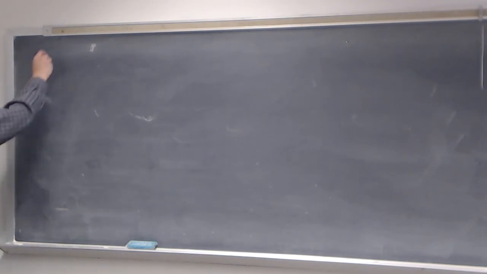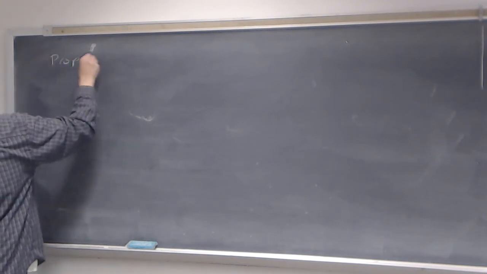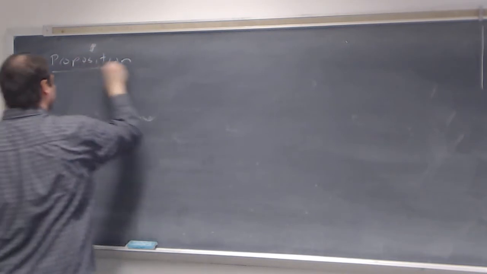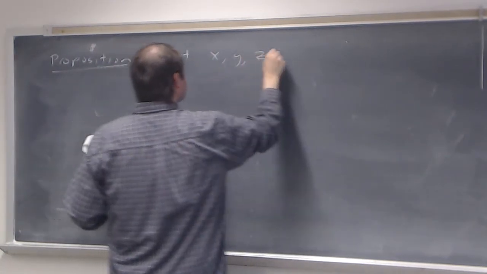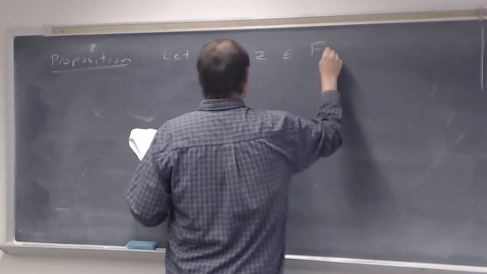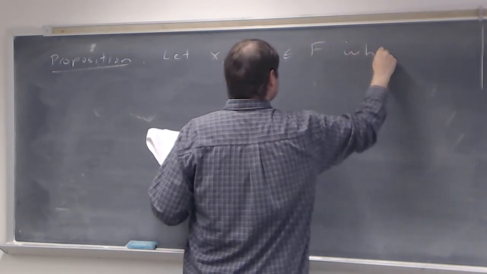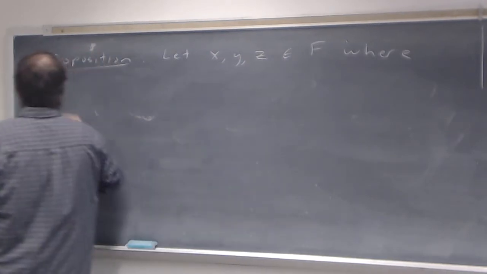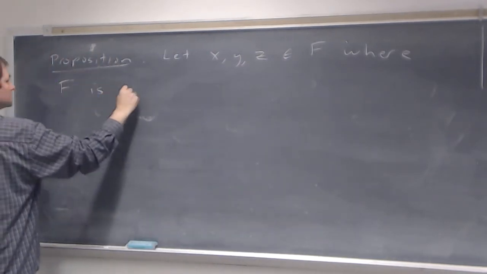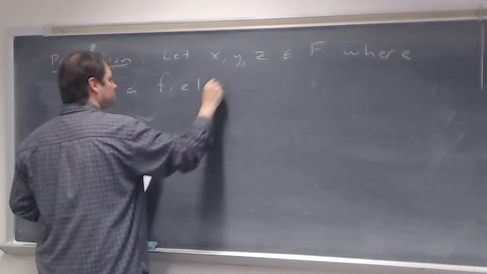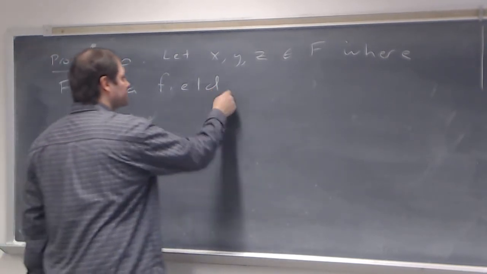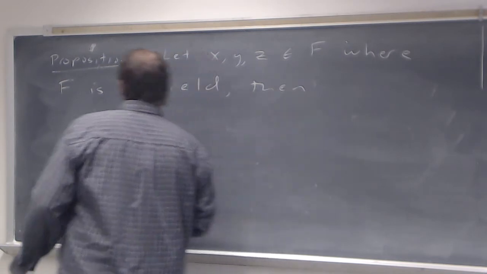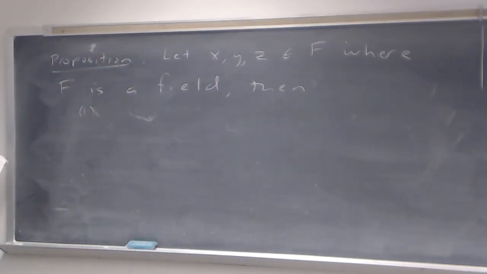Okay, here it is. It says let x, y, and z be elements of F, where F is a field. Then we have the following 4 facts.